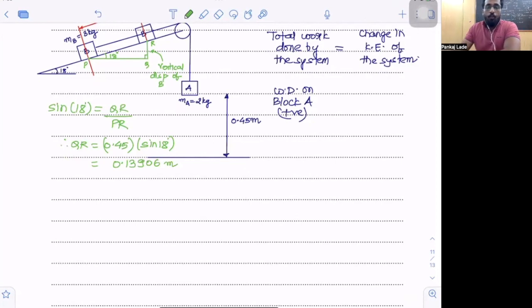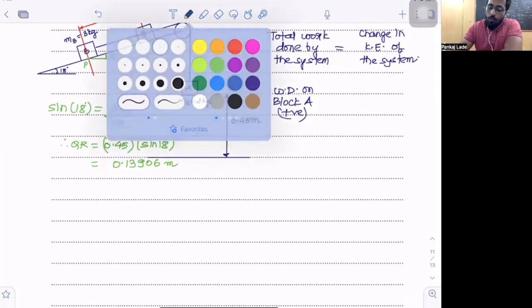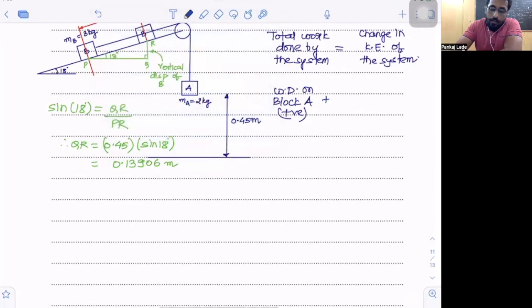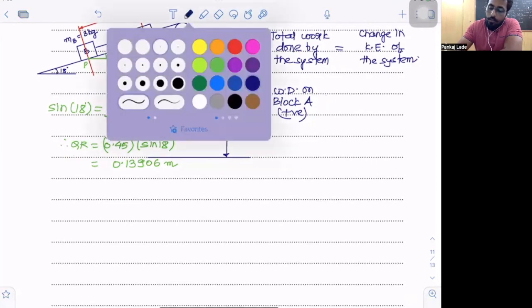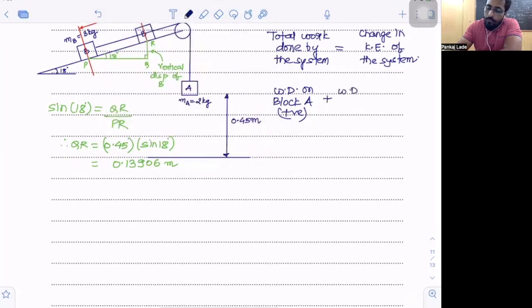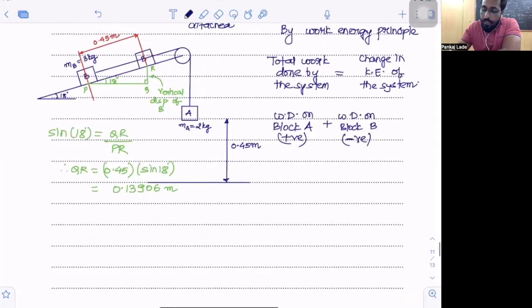So work done on block A, which is positive, plus the work done on block B. And since it is going up, this work done is going to be negative. So this concept should be very well known, students, otherwise there will be a mistake. Okay, and it is equal to the change in the kinetic energy of the system.